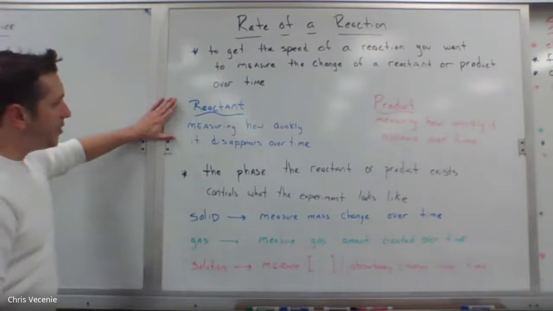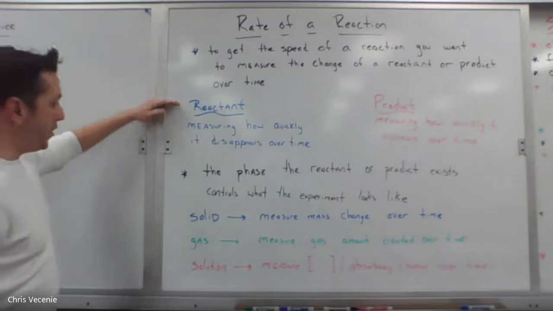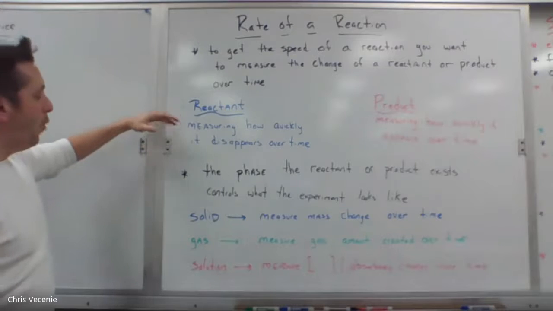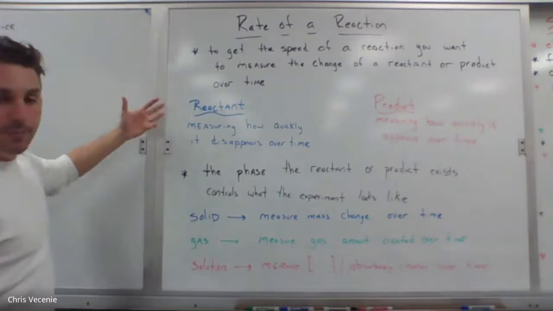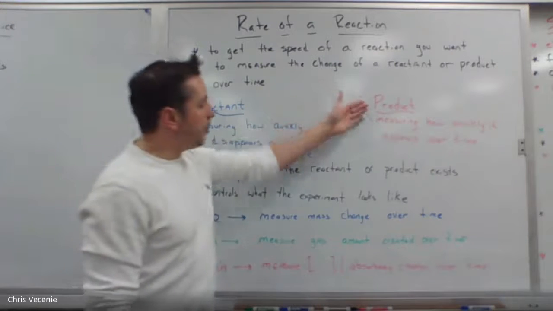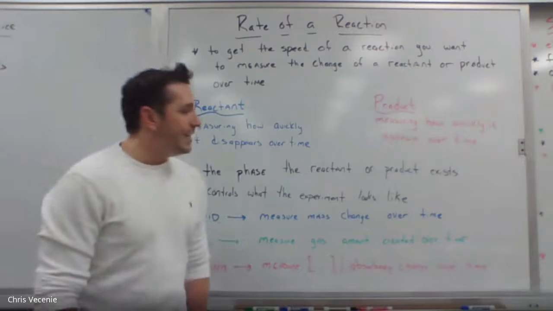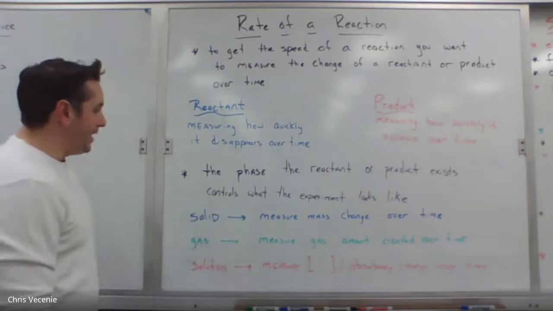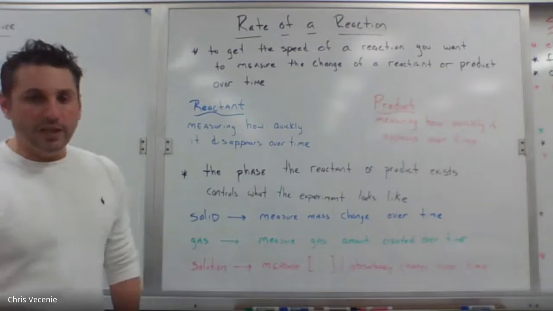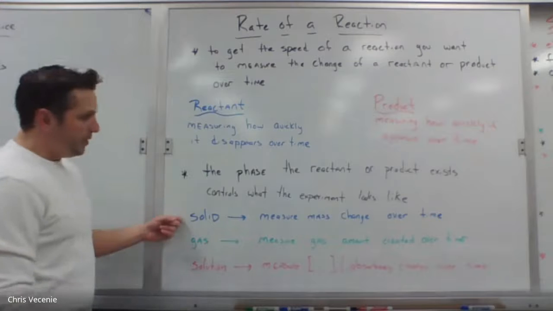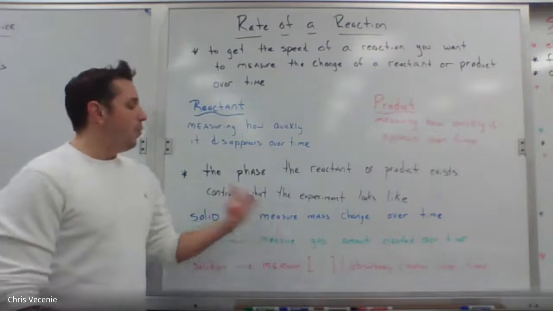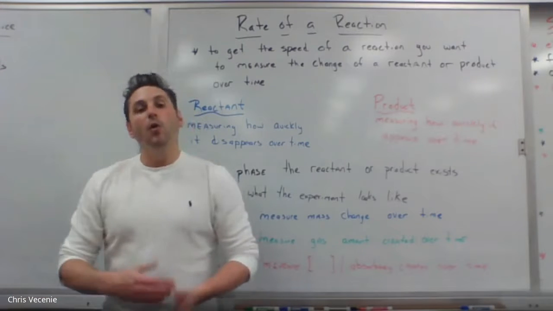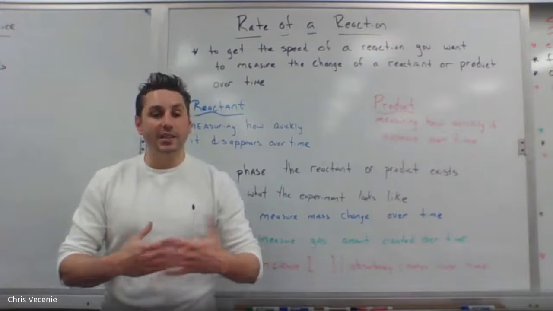So like I said, if we are measuring a reactant, what we are going to look at is how quickly it disappears over time. And what it is that we measure will be dependent upon what the reactant looks like. If it's a product, on the other hand, we're measuring how quickly it appears over time. Now, the phase that the reactant or the product exists in is controlling what the experiment looks like. If my reactant is a solid, those are pretty manageable. I simply measure what the mass change is over a span of time, how quickly we create solid, or more commonly, how quickly the solid disappears.